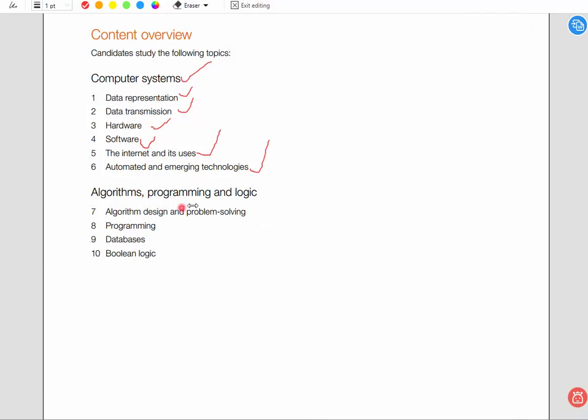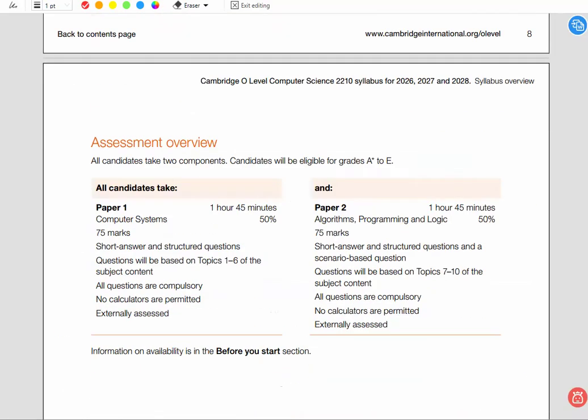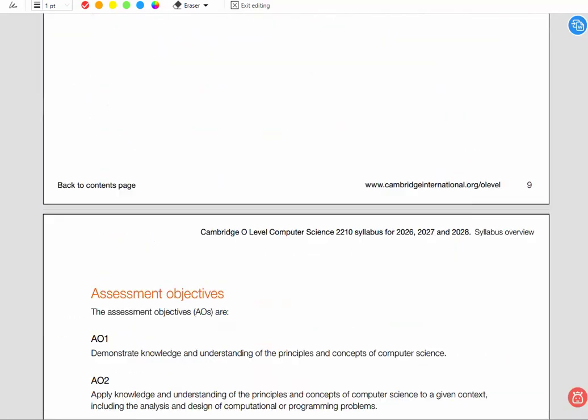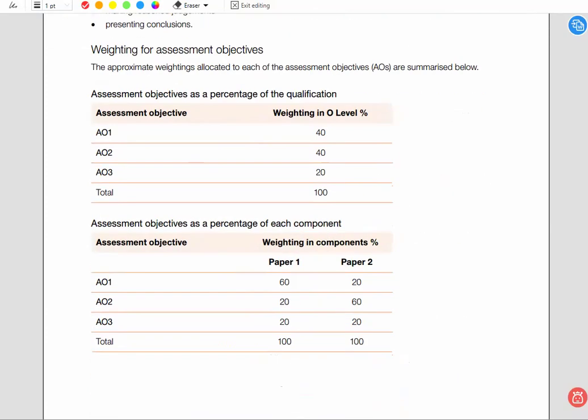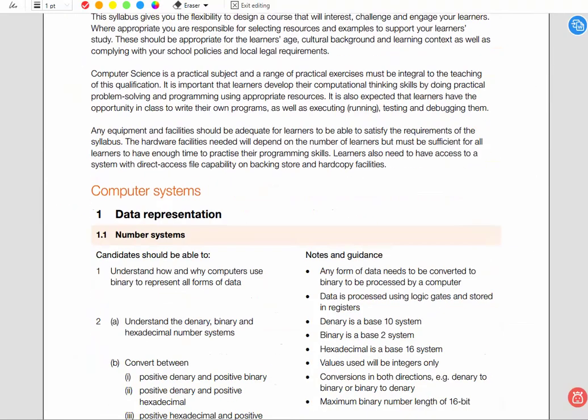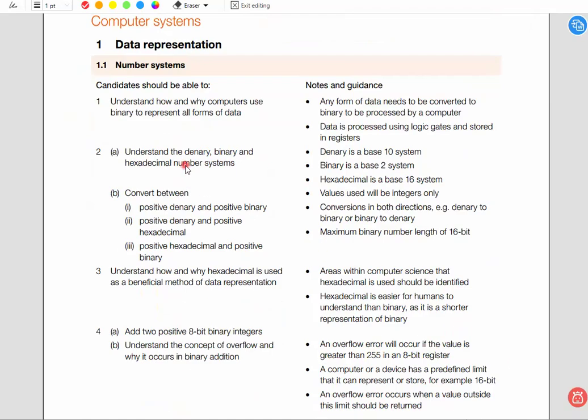And second is algorithms, programming and logic. In algorithms, we will cover algorithm design and problem solving, programming, databases, and Boolean logic. Okay, this is the base. These are the topics, and now we are reaching to that.